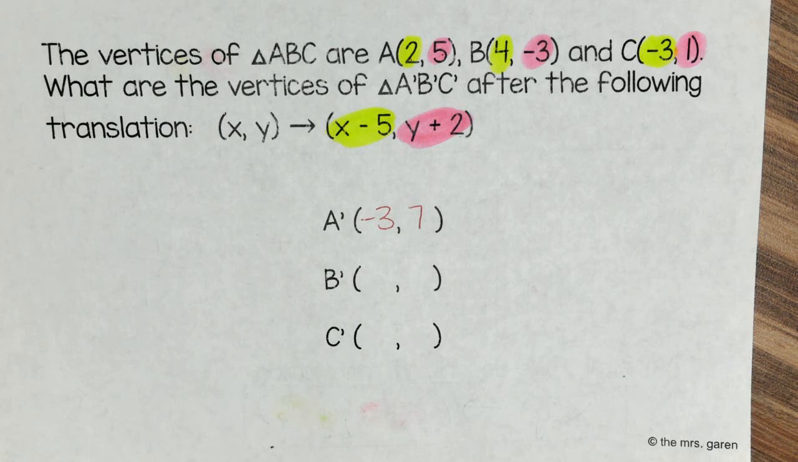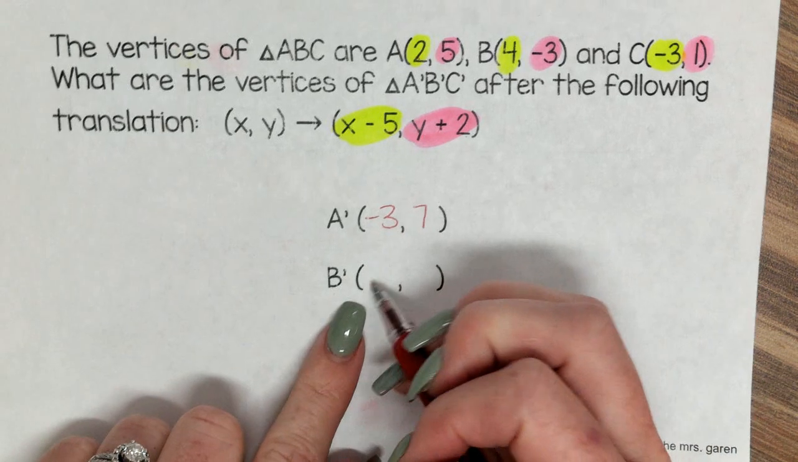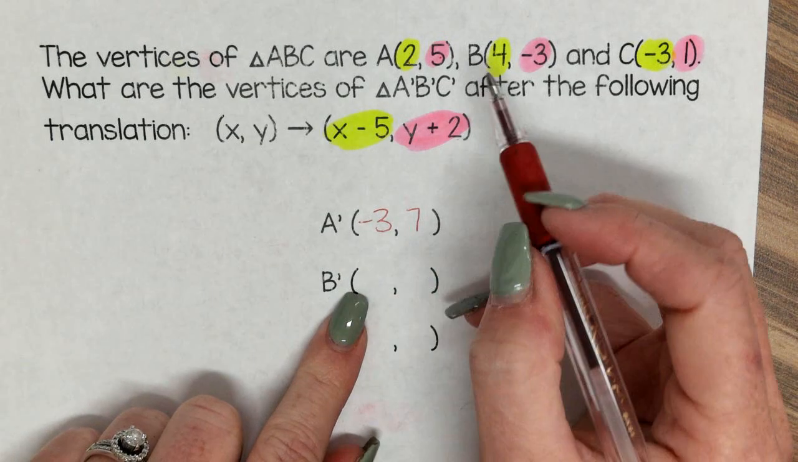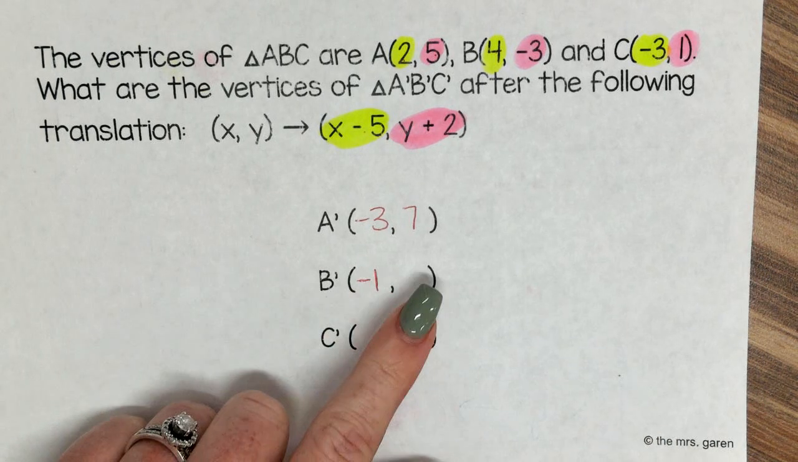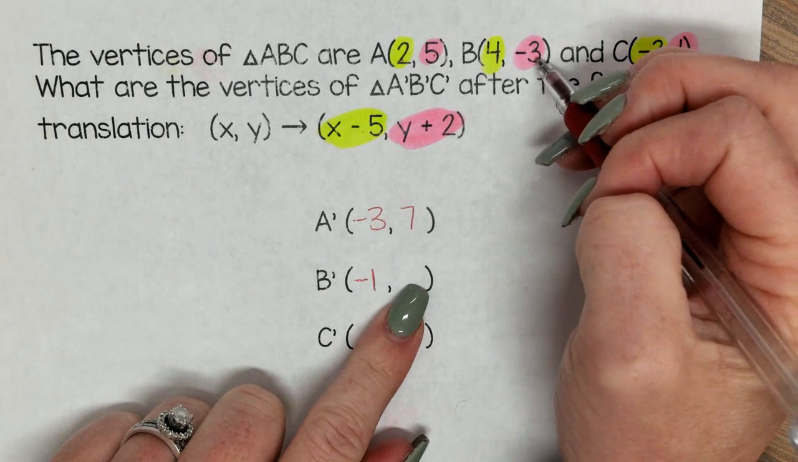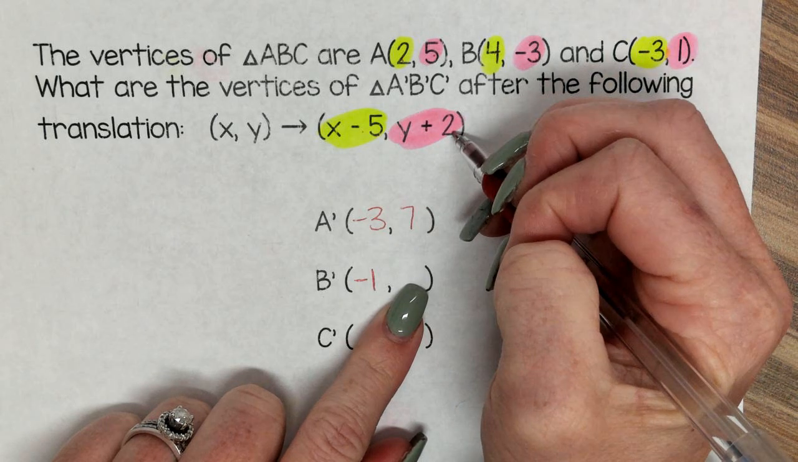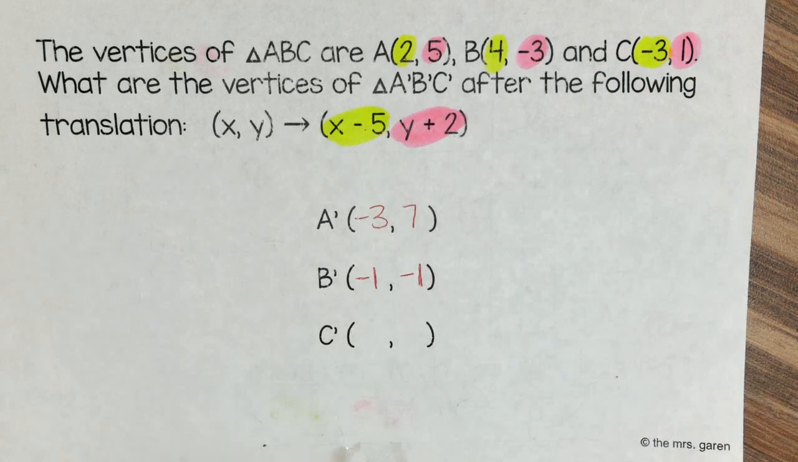You have a calculator. Most of y'all don't know integer rules, so use your calculator. All right, what did y'all get for the new B's X value? 4 minus 5 is negative 1. Very good. What did you get for the new Y value? Negative 3 plus 2 is negative 1.